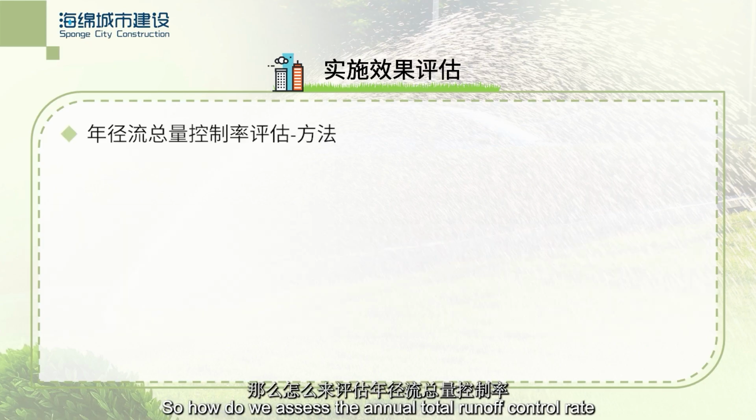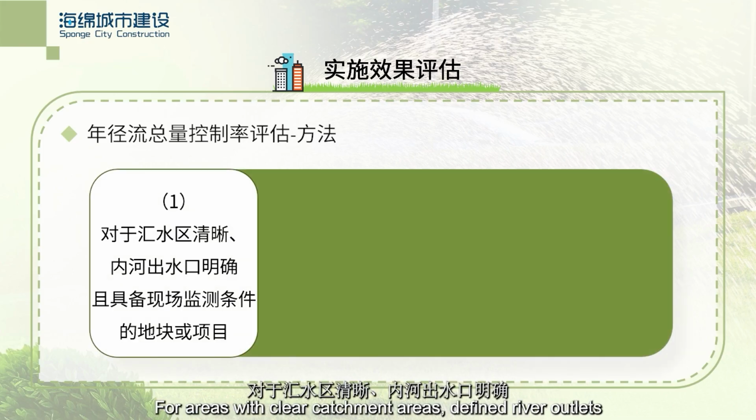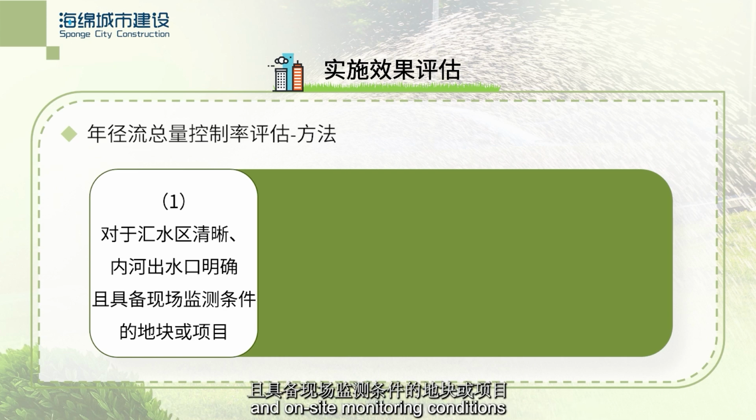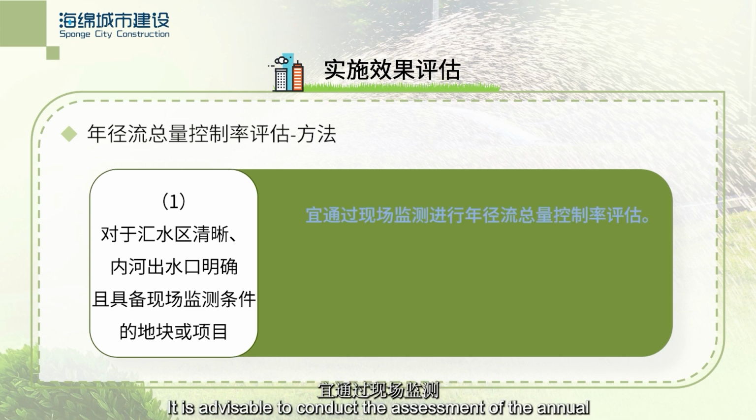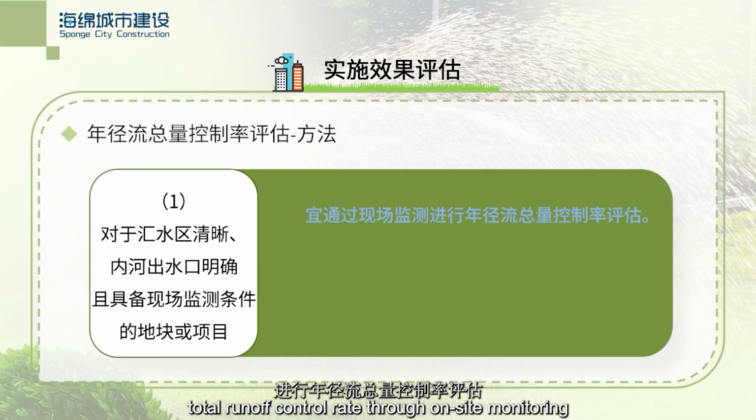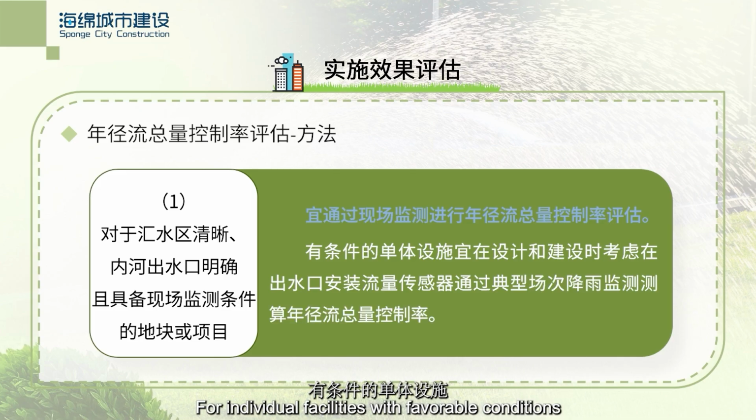So how do we assess the annual total runoff control rate? For areas with clear catchment areas, defined river outlets, and on-site monitoring conditions, it is advisable to conduct the assessment of the annual total runoff control rate through on-site monitoring. For individual facilities with favorable conditions, it is advisable to consider installing flow sensors at the outlets during design and construction. Through typical rainfall monitoring, the annual total runoff control rate can be calculated.